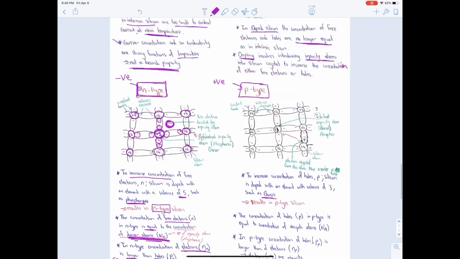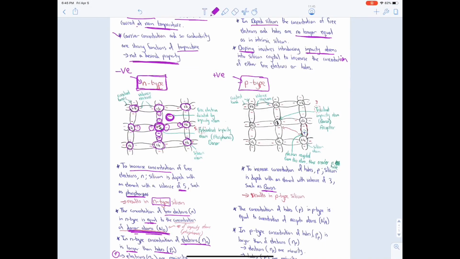Clear? Let's move on to the p-type. How do we get a p-type? To increase the concentration of holes, silicon is doped with an element of valency 3. This results in a p-type silicon. Now let's see what happens.